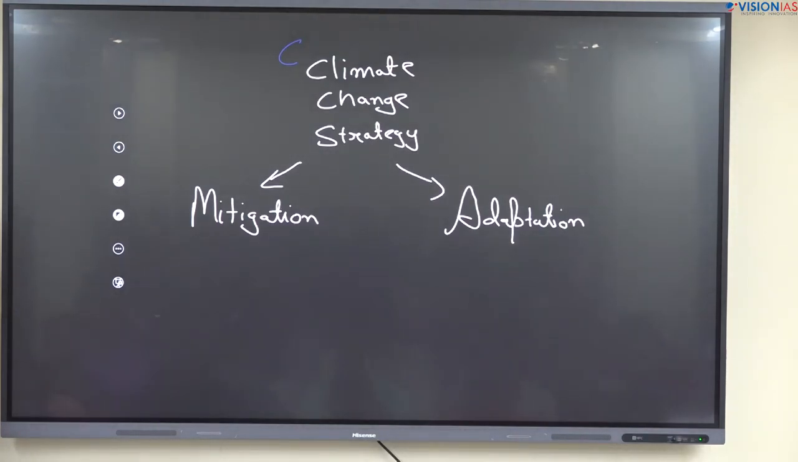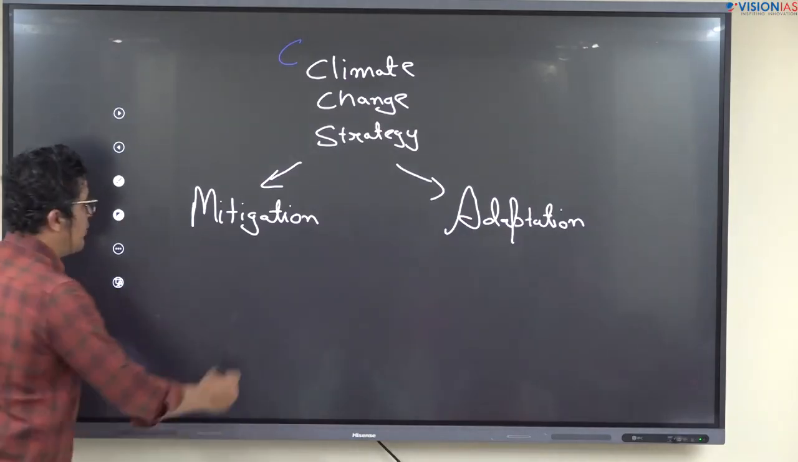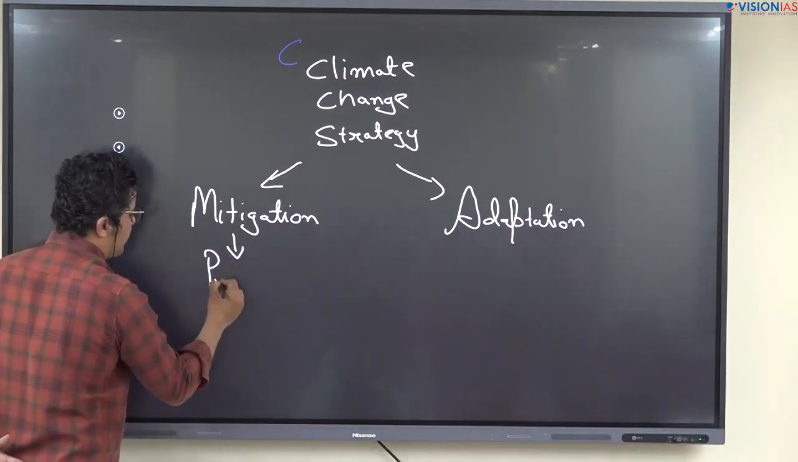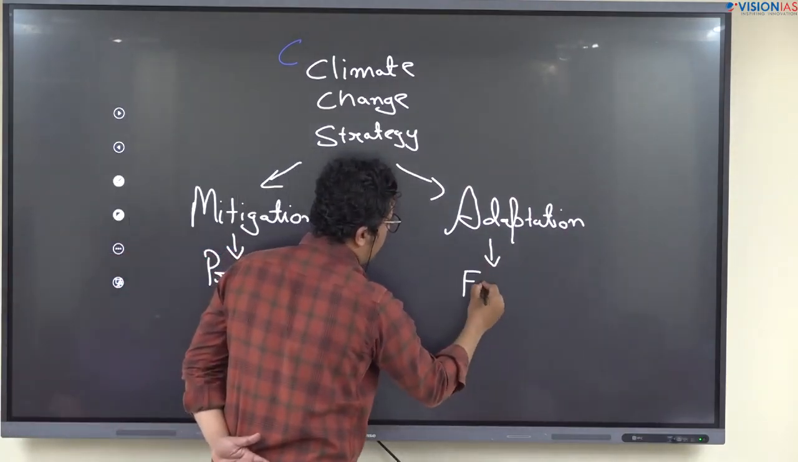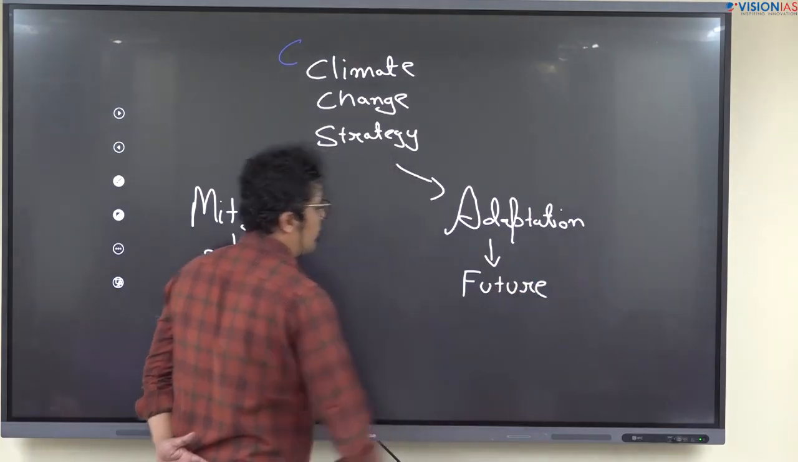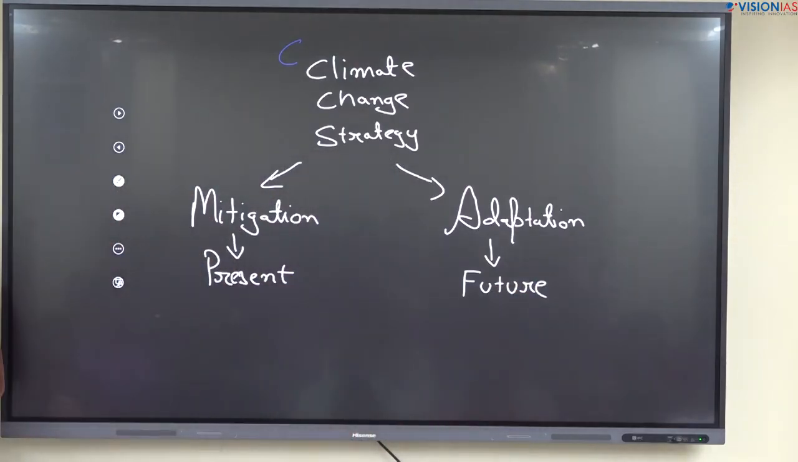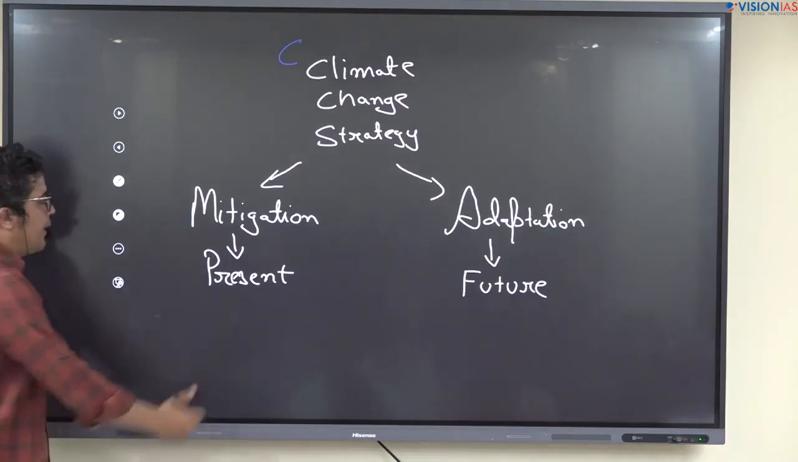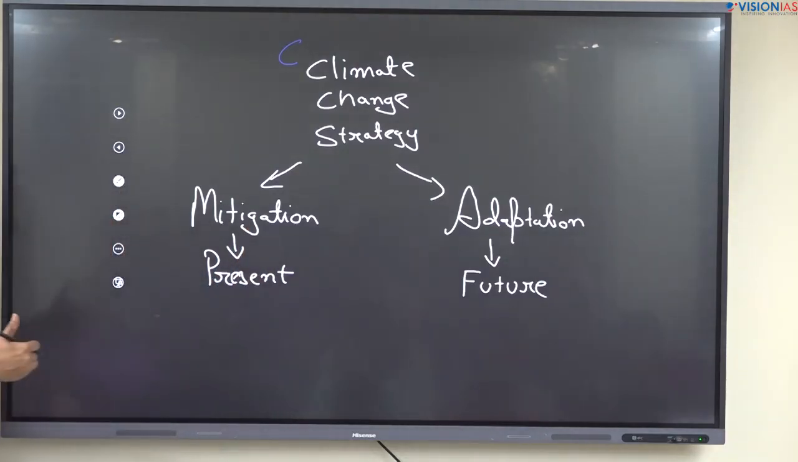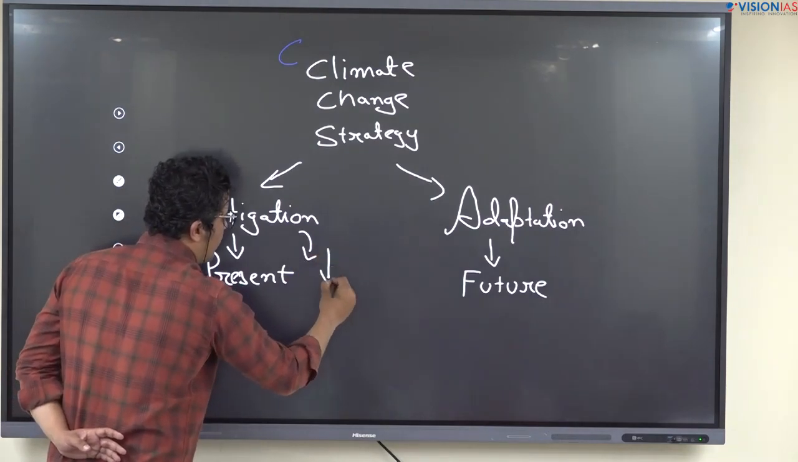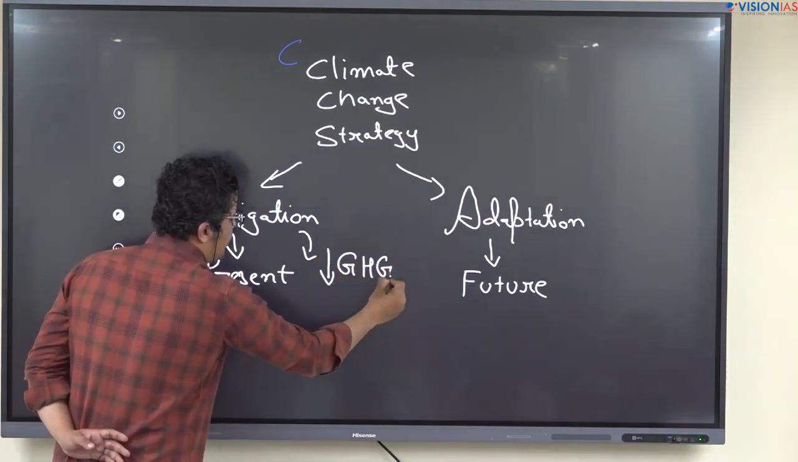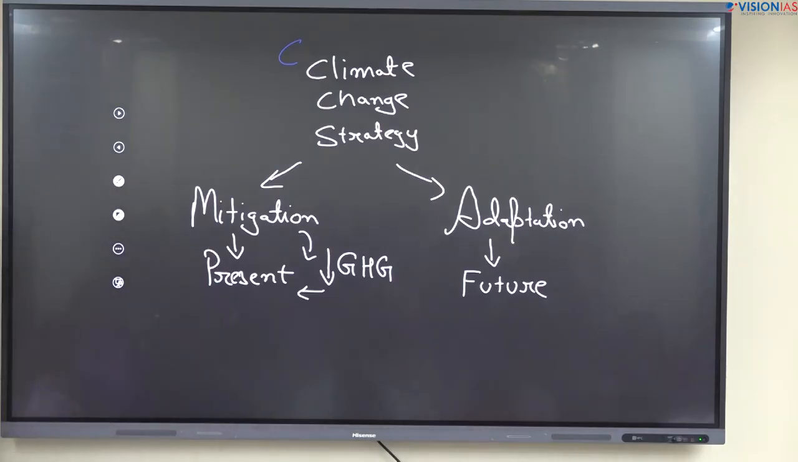But there is a difference between both of them. Mitigation is related to present. Adaptation is related to future. How? In mitigation, you focus on the present. What will you do today? What will be the result today? So in mitigation, your objective is to reduce GHG emissions in present.